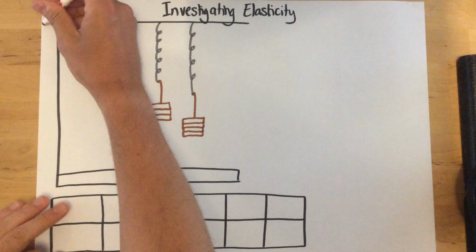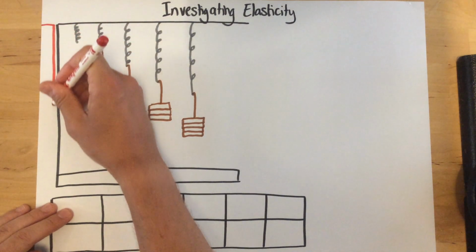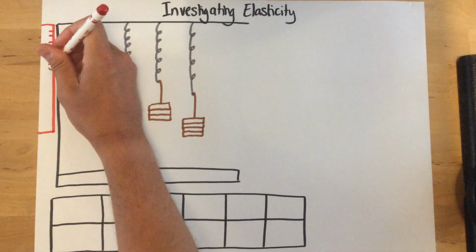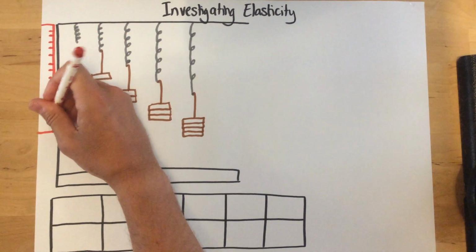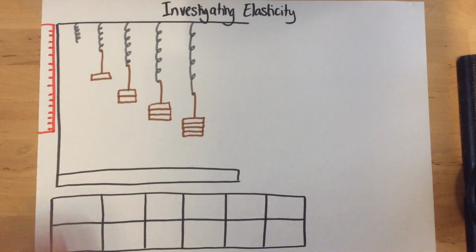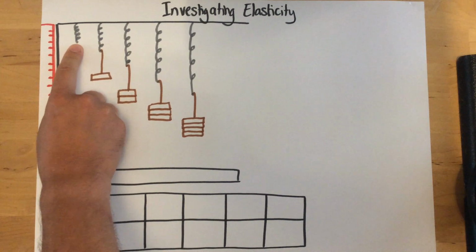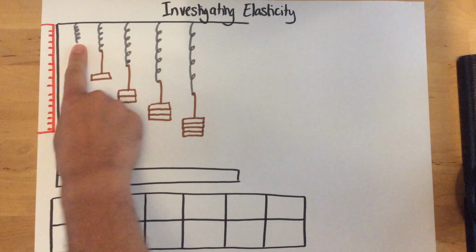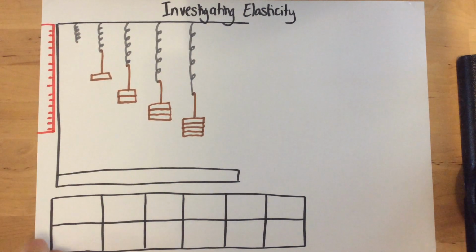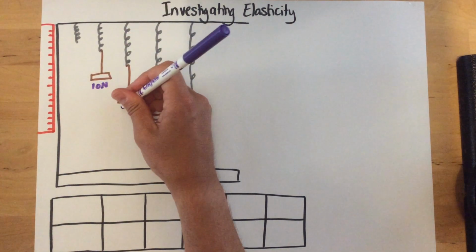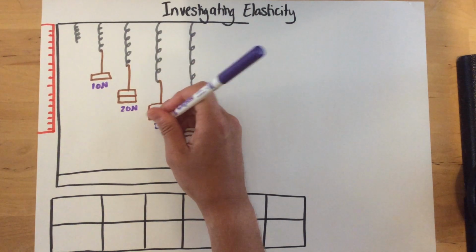So in order to measure the extension of the spring, I need to have a ruler which is attached to the stand like this. So then I can measure how far the spring extends. As you can see, this one here has got no force applied to it at all. So this is the spring before any force is applied. There's no force and there's no extension. Now let's say, for the sake of argument, that each of these hanging masses applies an extra 10 newtons each time I add one.